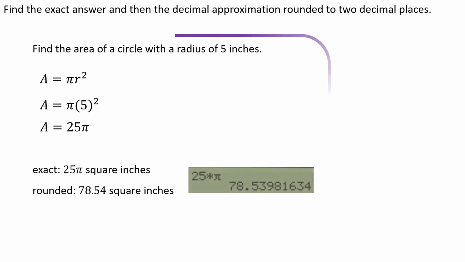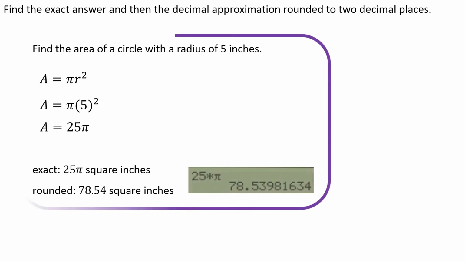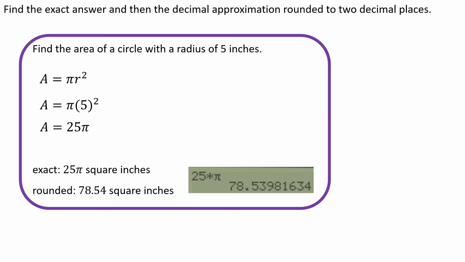Notice it's not just inches because it's area, it's now square inches. Or if I want to grab a calculator, 25 times pi, approximately 78.54 square inches.